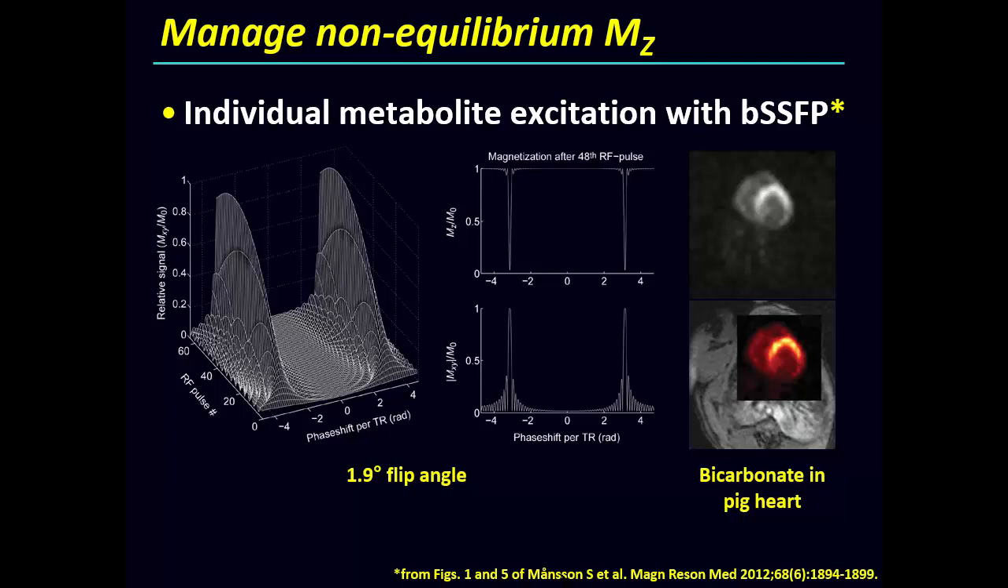We can also, as was demonstrated in this article by Manson, use a flip angle modulation and actually smooth this out so you don't have these rapidly oscillating side lobes. Here's an example of how they applied this to imaging bicarbonate in the pig heart. This is the carbon-13 image, and here's the carbon-13 image overlaid on some proton scout images.